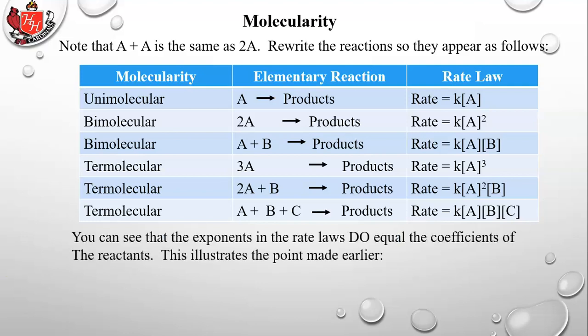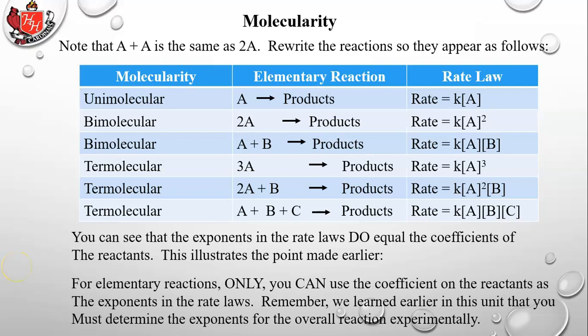So you can see that the exponents in the rate laws do equal the coefficients of the reactants. This illustrates the point made earlier. So for elementary reactions only, you can use the coefficient of the reactants as the exponent in the rate laws. Remember, we learned earlier in this unit that you must determine the exponents for the overall reaction experimentally. That's what we did in the first lesson.